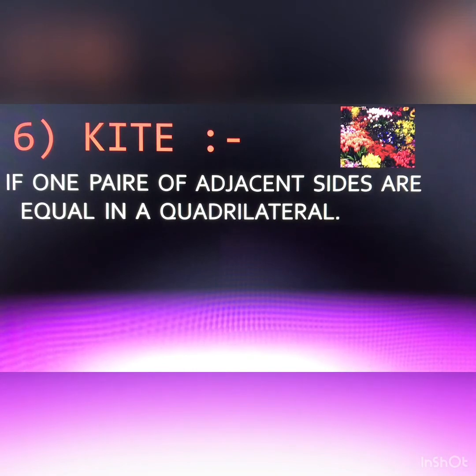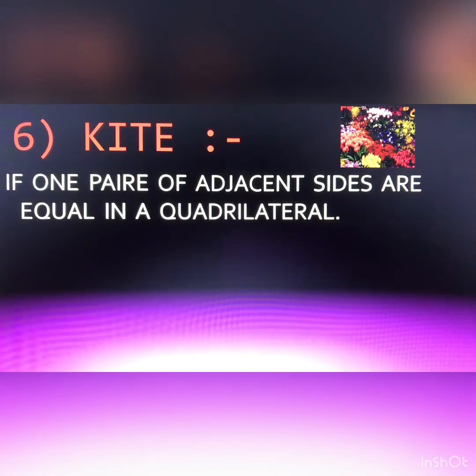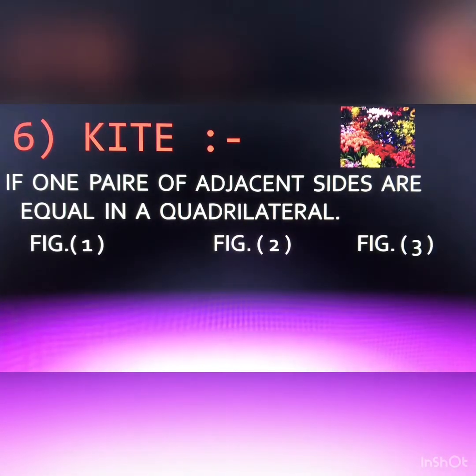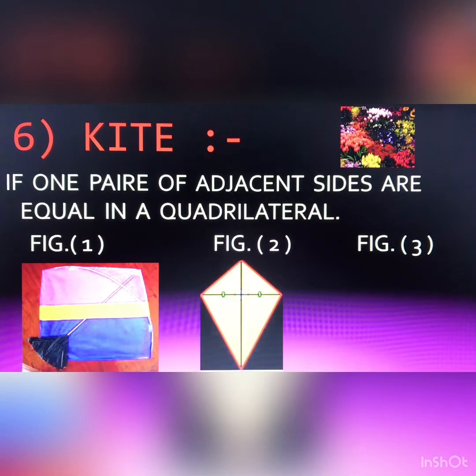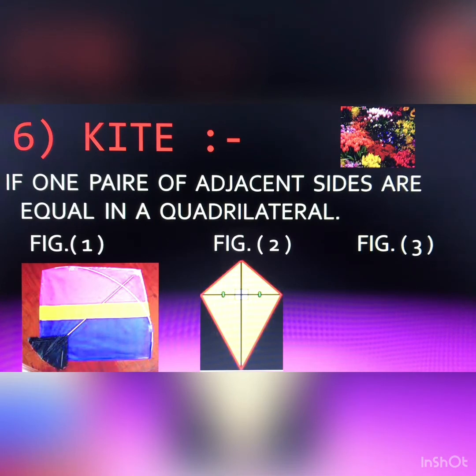Now the last one is kite. What do you mean by the quadrilateral kite? If one pair of adjacent sides are equal in a quadrilateral, then that type of quadrilateral is known as a kite. So you can see that this is an example of a kite. One pair of adjacent sides are equal. These are the adjacent sides. In the second one, you can see that these are the equal pair. This side and this side are equal, and this is also equal.